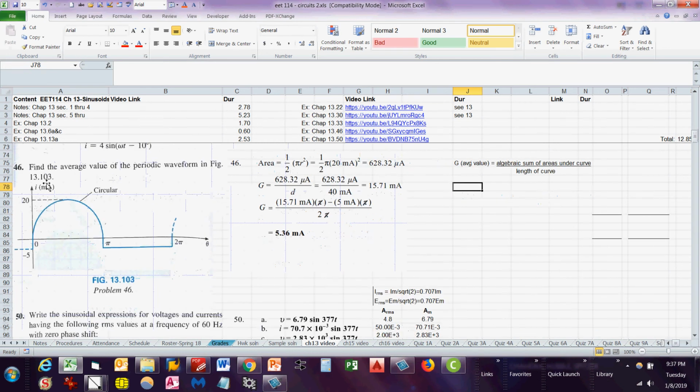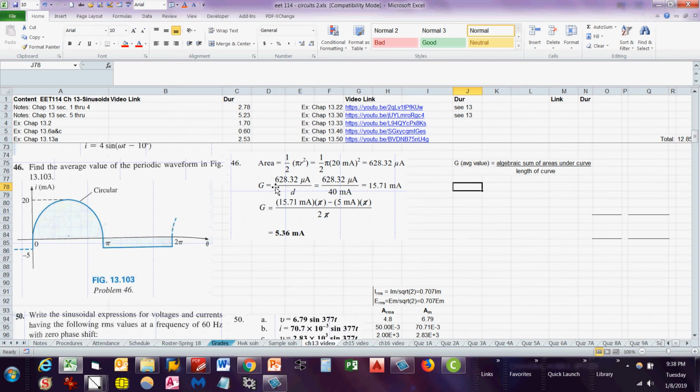Number 46, find the average value of the periodic waveform. This is an obscure waveform. For the formula, you have to find the average value. G is the algebraic sum of the areas under the curve divided by the length of the curve. So the area of this piece is 1/2 pi r squared, r being 20 milliamps. So 1/2 pi times 20 squared gives you 628.32 microamps.